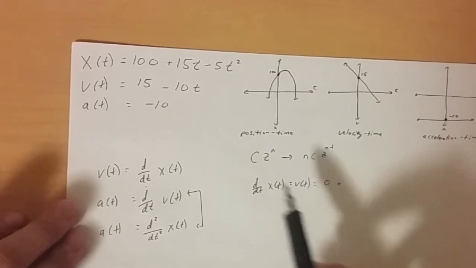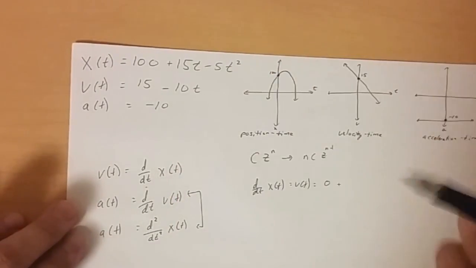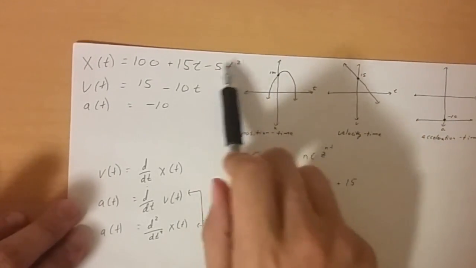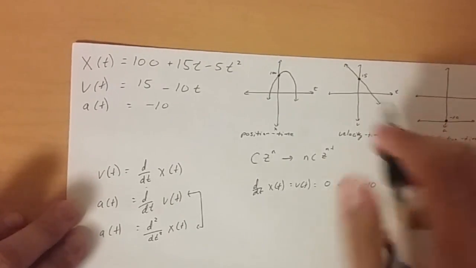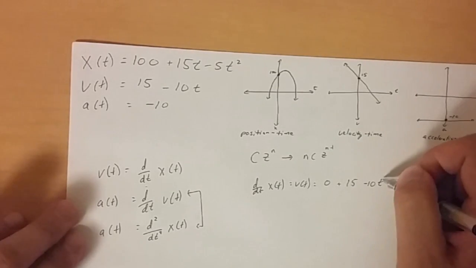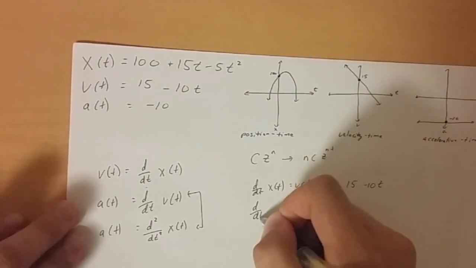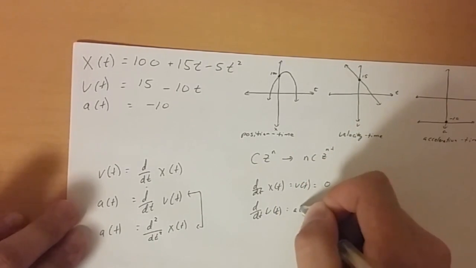The t has a power of 1, and that changes to 0, so this just becomes 15. And for the negative 5t squared, the 2 comes down to the front, so it becomes negative 10, and the power of t decreases by 1, so it becomes t to the first. Same thing if we take the derivative of our velocity function, which equals acceleration.